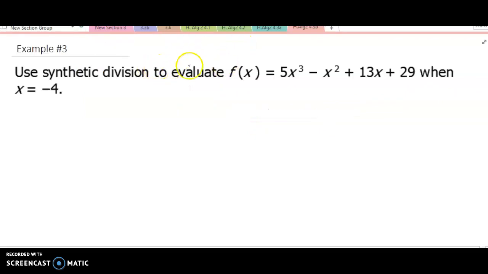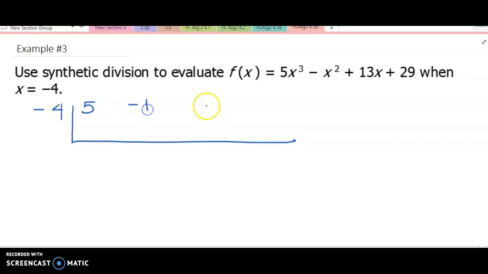All right, if I look at example 3, okay, we want to use synthetic division to evaluate f of x equals, here's a polynomial, when x equals -4. Okay, so if I know x equals -4, what I want to do is find the remainder when I have -4 out front. So just the same as what we did before, synthetic division. So 5, a -1, 13, and a 29. Okay, so the 5 goes straight down. Okay, 5 times -4 is -20.